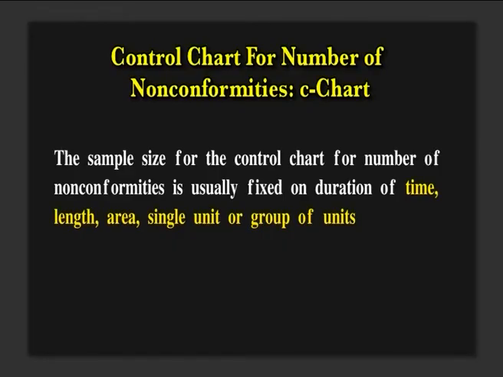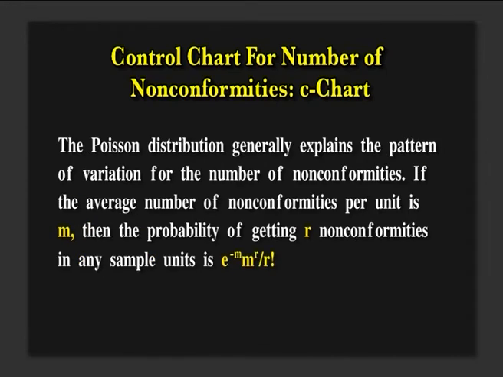The sample size for the control chart for number of nonconformities is usually fixed on the duration of time, length, area, single unit or group of units. The Poisson distribution generally explains the pattern of variation for the number of nonconformities. If the average number of nonconformities per unit is m, then the probability of getting r nonconformities in any sample is given by e to the power minus m, m to the power r divided by r factorial.